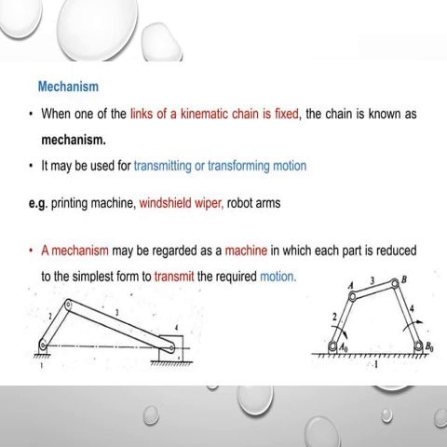That's the mechanism. When one of the links of a kinematic chain is fixed, that chain is known as a mechanism. It may also be used for transmitting or transforming motion. Example, a shaping machine. A mechanism may be regarded as each part reduced to its simplest form to transmit the required motion. In this diagram, we can see the follower is moving. The sliding pairs move with one another.